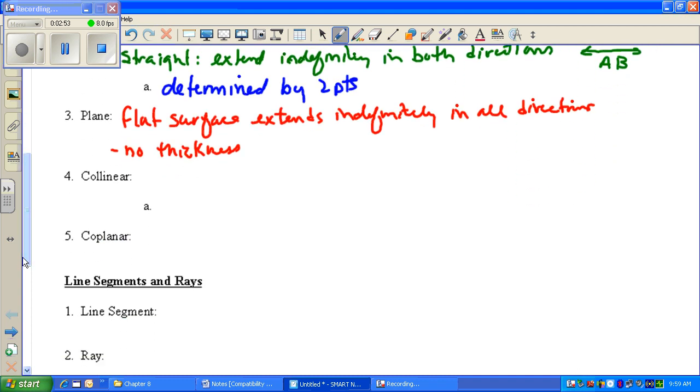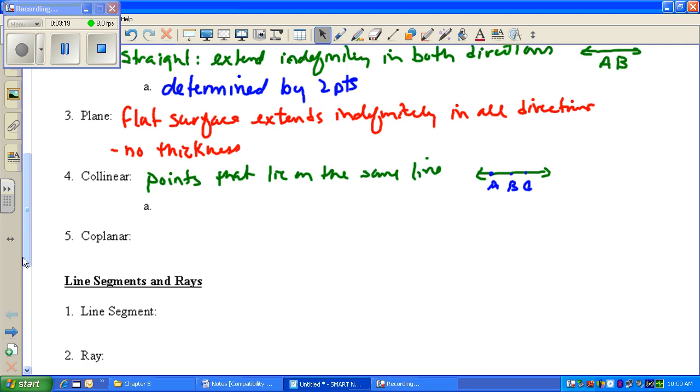Then we have something called collinear. Collinear points are points that lie on the same line. So if I have a line and I have points A, B, C, those 3 points are what we call collinear because they lie on the same line.